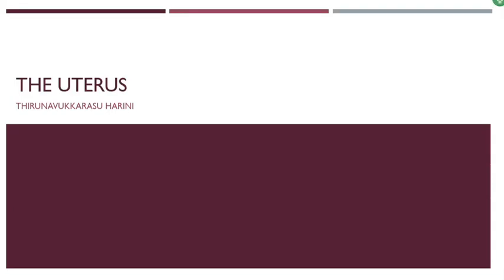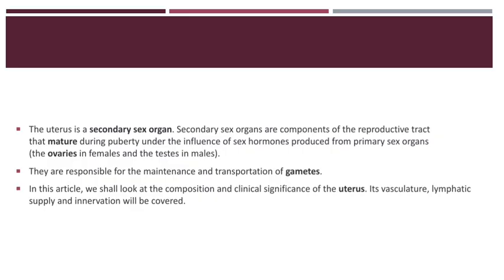Today our topic is the uterus. The uterus is a secondary sex organ. Secondary sex organs are the components of the reproductive tract that mature during puberty under the influence of sex hormones produced from the primary sex organs, that is, the ovaries in females and testes in males. They are responsible for the maintenance and the transportation of the gametes.